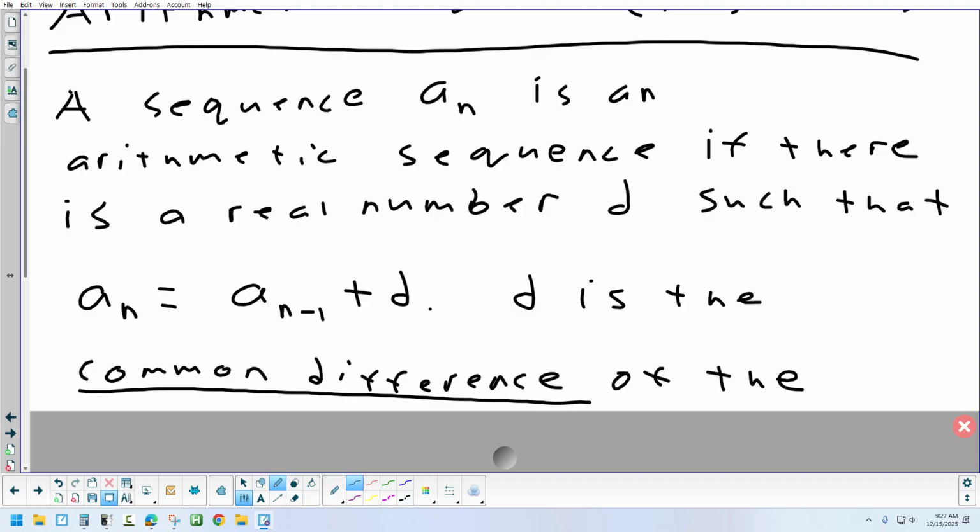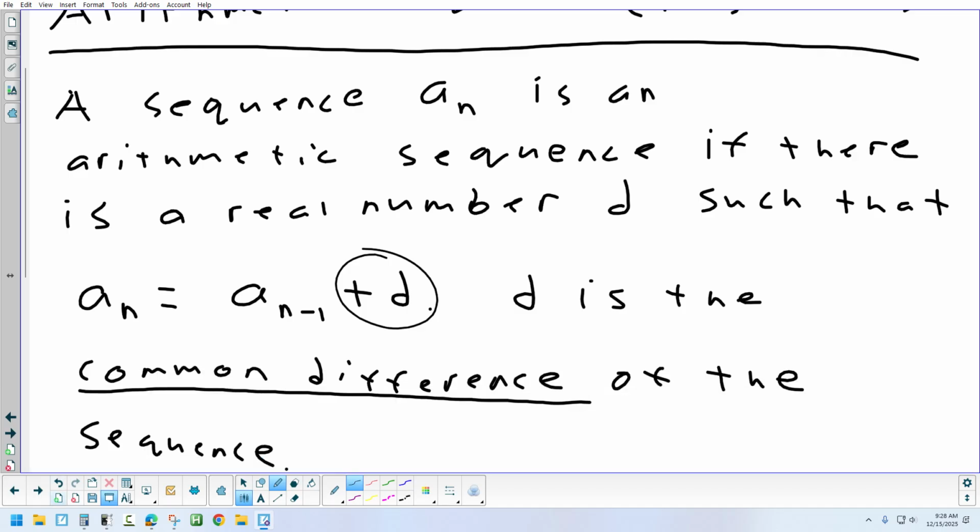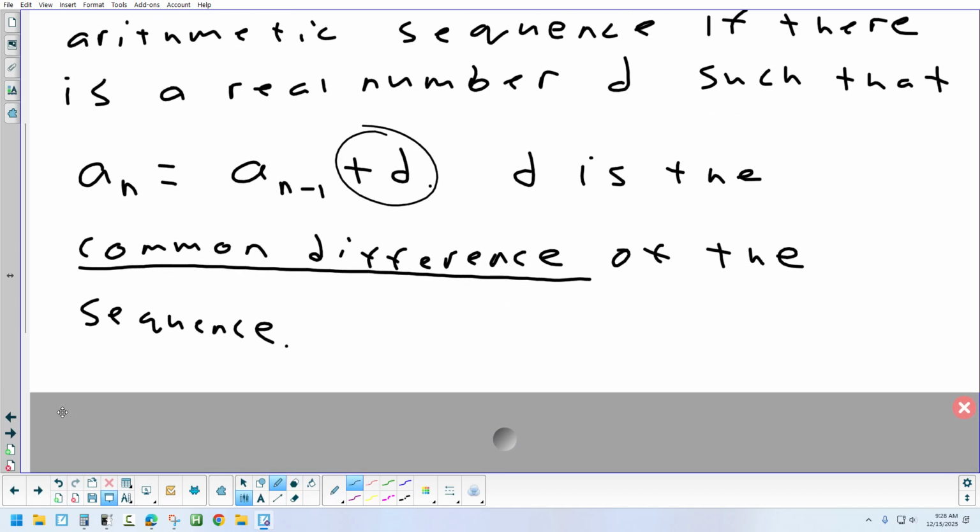The pattern is that you are adding to get from one number to the next. So we've already seen some examples of arithmetic sequences today. In an arithmetic sequence, you are adding to get from one number to the next. The number that you add each time, we're going to call d. Now, d stands for common difference, which is a little strange because common difference sounds like subtracting.